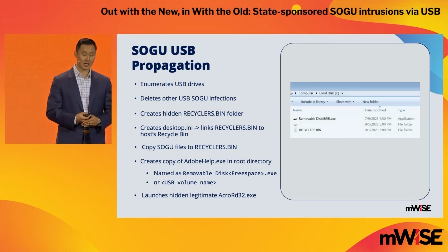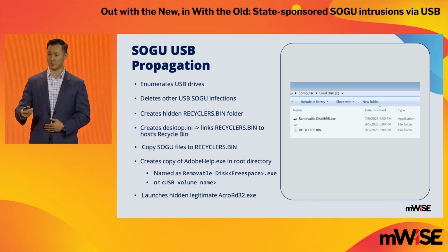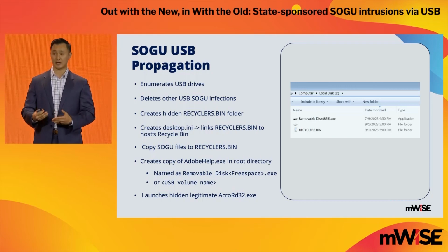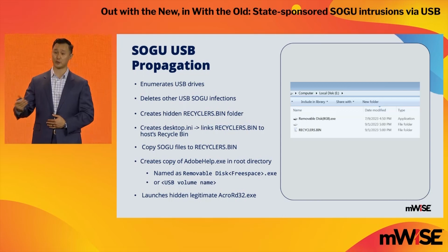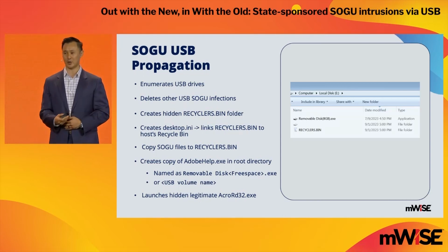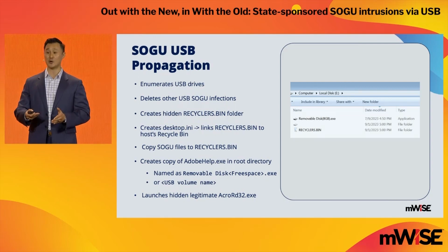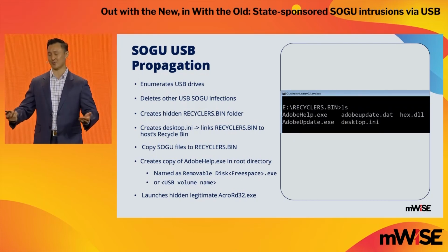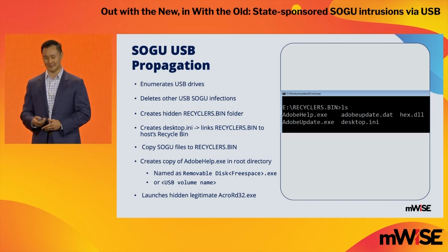So here's a screenshot of an infected USB drive. The first file is that decoy executable launcher. The second file is a hidden folder made to look like a disk icon. Some variants will copy stolen files to that folder. And that third folder is that recyclers bin folder, where if a victim tries to open the folder, they're redirected to the host's actual recycle bin. But if we use a tool like the Windows command prompt, we can see that's actually where the copied SOGU malware files exist.